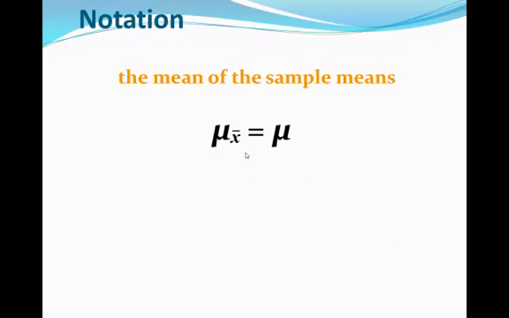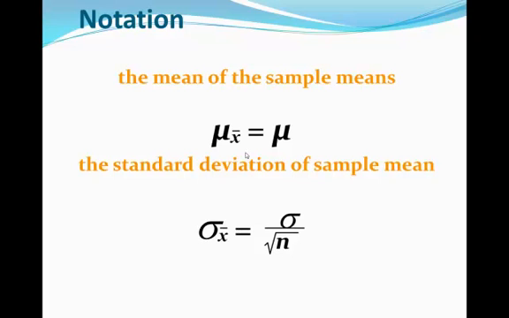So the mean of the sample mean, which is mu x bar, is equal to the population mean mu. The standard deviation of the sample mean will be sigma of x bar equals sigma over square root n.